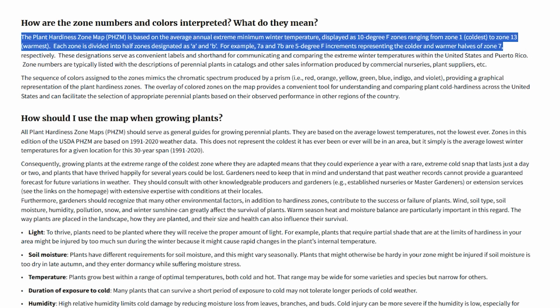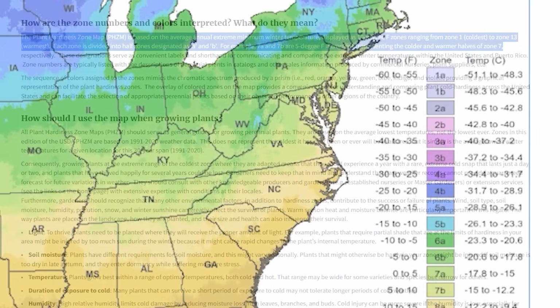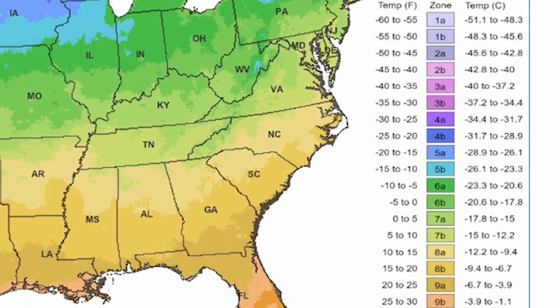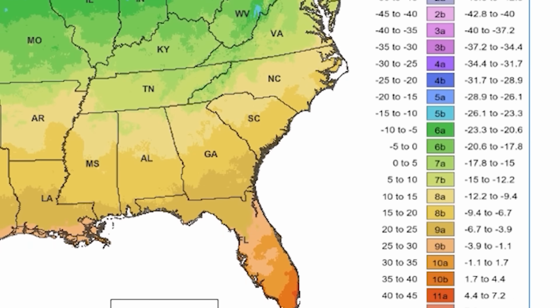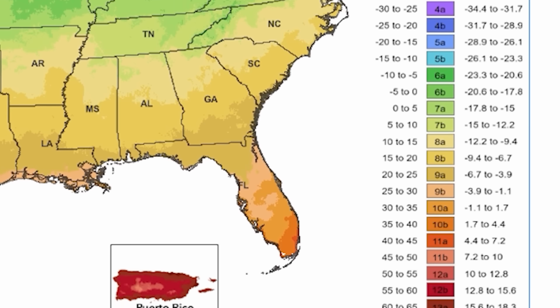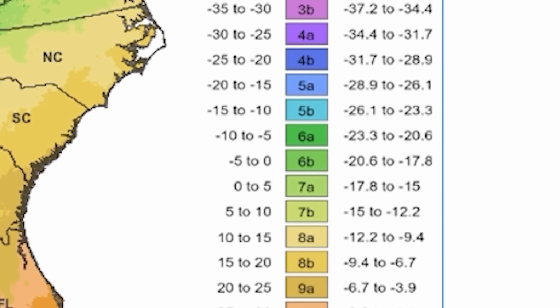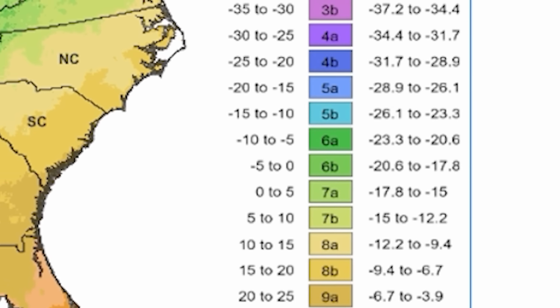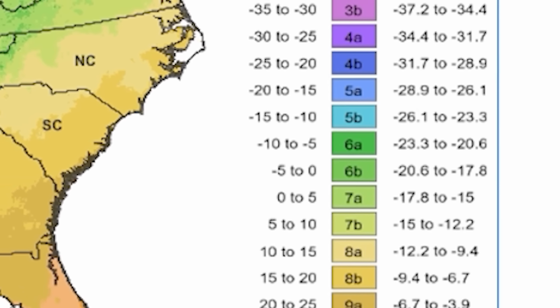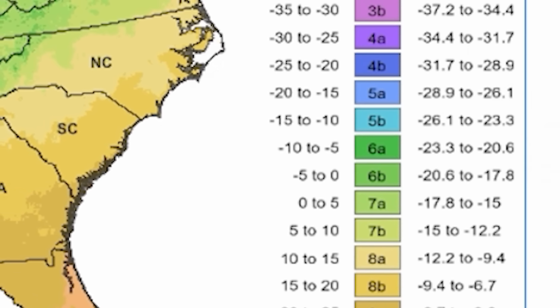And these are displayed as 10-degree Fahrenheit zones, ranging from Zone 1, the coldest, to Zone 13, the warmest. Each zone is also divided into half zones designated as A and B. For example, 7A and 7B are 5-degree Fahrenheit increments representing the colder and warmer halves of Zone 7, respectively.